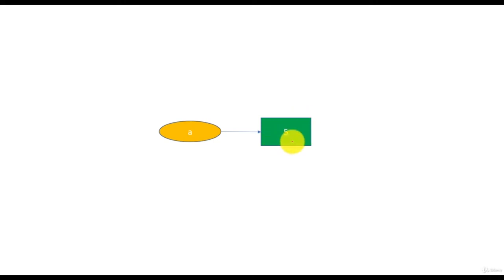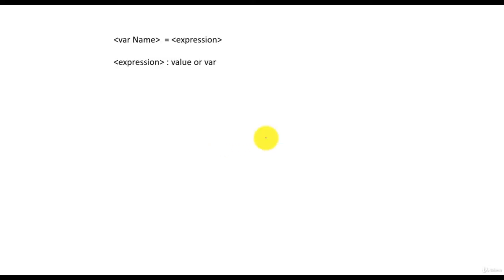Now this memory block is represented by a label. In our example, the label is A. In other words, we can say that the variable A is having the value 5. Now, how to define variables in Python? The syntax is very simple.